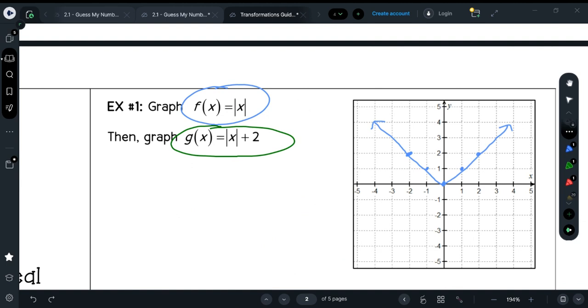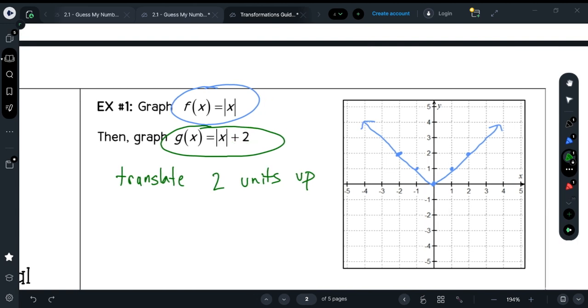So let's go ahead and write it down here. This is what I want you to do. Write down the transformation. So we're going to say translate 2 units up. How do I know it's 2 units? Because it's a plus 2. If it were plus 5, it would be 5 units up.